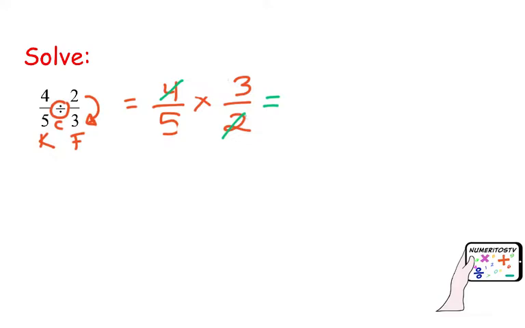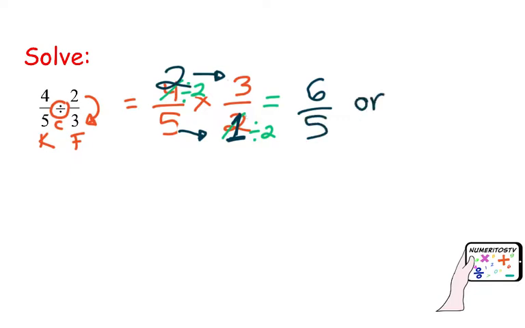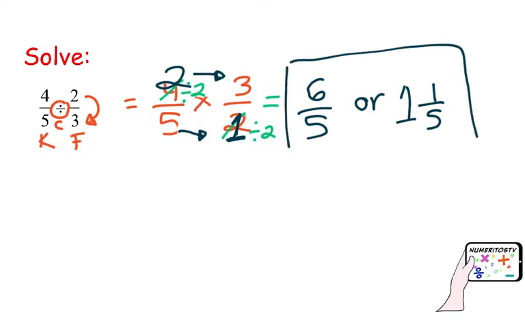4 and 2 both are divisible by 2. So I'm simplifying these two before multiplying. 4 divided by 2, that will be 2. 2 divided by 2, that will be 1. So I simplified before multiplying. Now I multiply 2 times 3, that will be 6. 5 times 1, that will be 5. So your answer is 6/5, or you can change it to mixed fraction. That will be 1 whole and 1/5. Any of these two will be a correct answer.